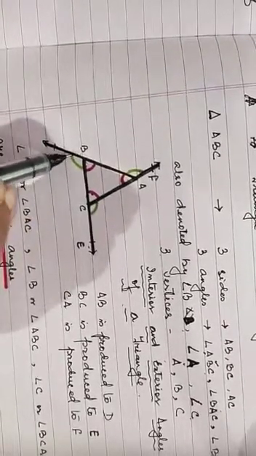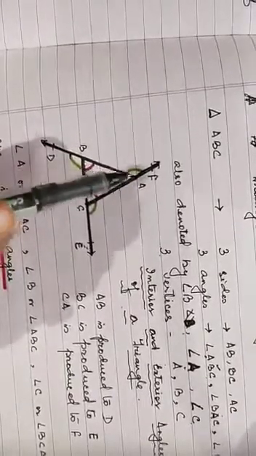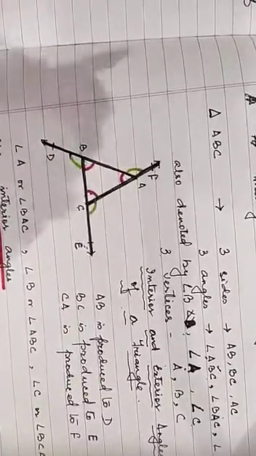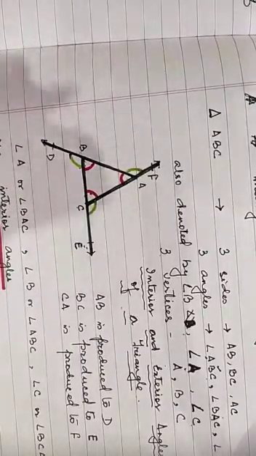Now when these lines are produced further, this is one angle that is formed, which is CBD. Another angle formed over here is ACE. And a third angle formed over here is BAF, or FAB you can write. These three angles that I have marked with green are the exterior angles of the triangle because they are lying outside the triangle.